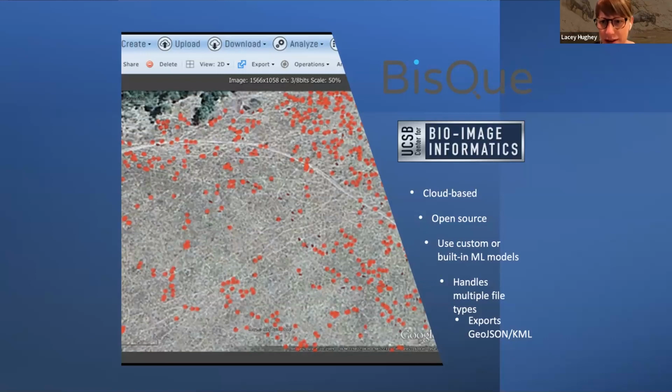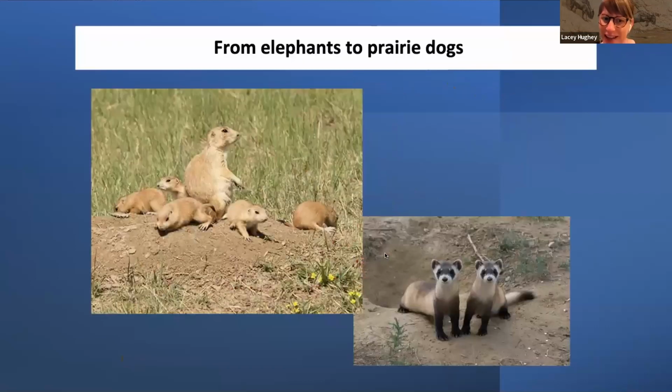I think BisQ handles hundreds of file types, including GeoTIFFs and GeoJSONs and KMLs. Which is really important for our work, which has a spatial component to it. So we often want to know where animals are on the landscape so that we can then analyze how they're responding to different environmental features or different changes in the landscape. You can do next slide.